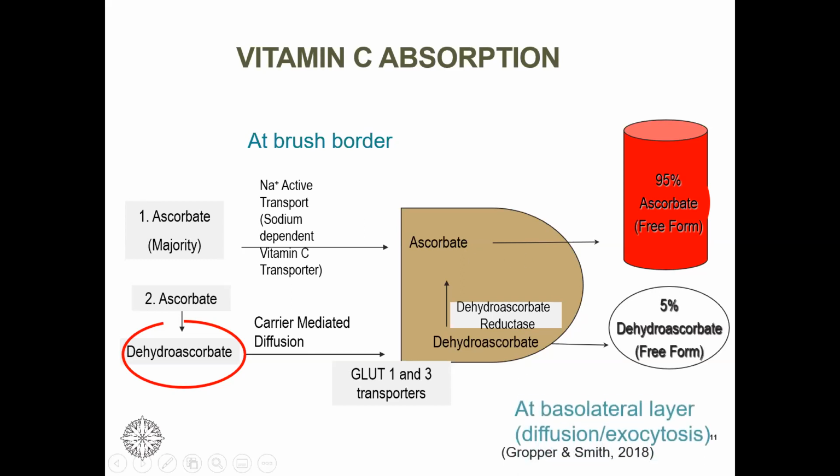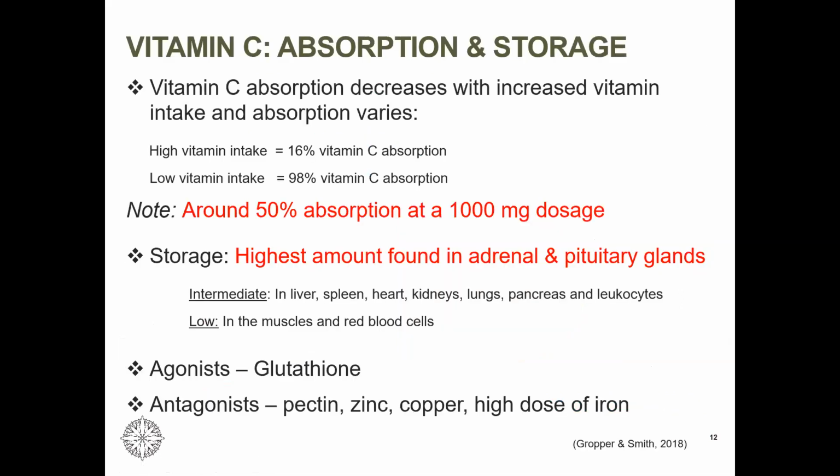So then moving on, at the basolateral layer, both forms can pass through and enter the blood. And in the blood, vitamin C moves around mainly as ascorbate, and it is a free form, so not attached to any protein molecule. And in fact, dehydroascorbate can also move around, very low, but it is there for the body to use. As we were talking just a few slides before, vitamin C absorption decreases with increased vitamin intake and absorption varies.